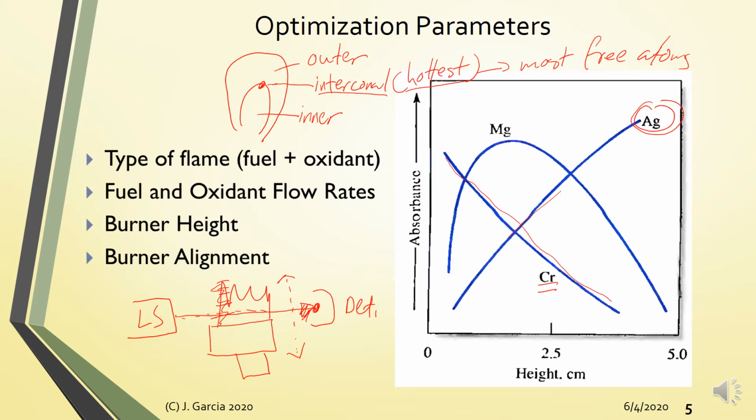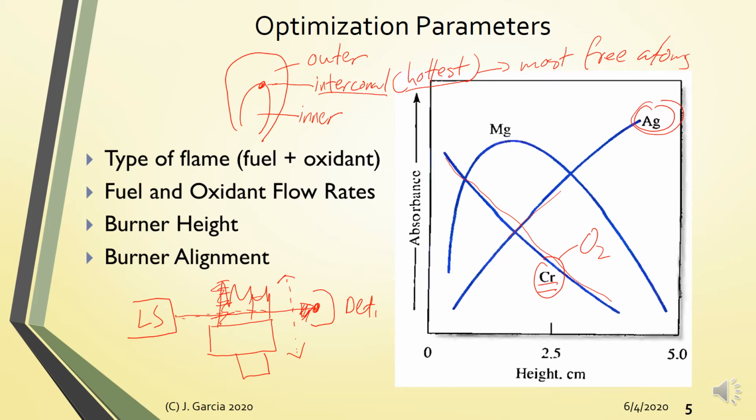Why? Because as you go up the flame, chromium reaches the oxidizing part of the flame, wherein it can interact with oxygen to form refractory oxides. Refractory oxides are molecular species that are hard to break down into free atomic forms. This causes a decrease in absorbance because you are reducing the amount of free chromium atoms.